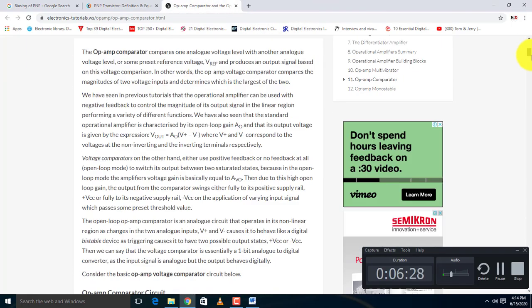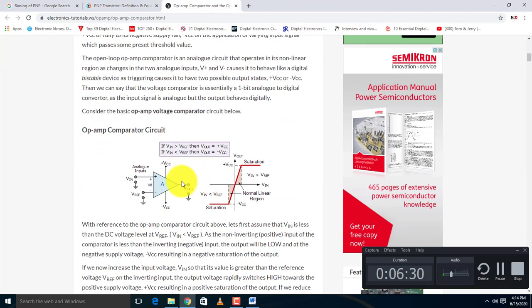And in the op-amp as comparator, you can see that one thing is the reference that has been provided and the other is the input that is coming. So there is no feedback in the case of the op-amp comparator circuit, just a reference is provided.